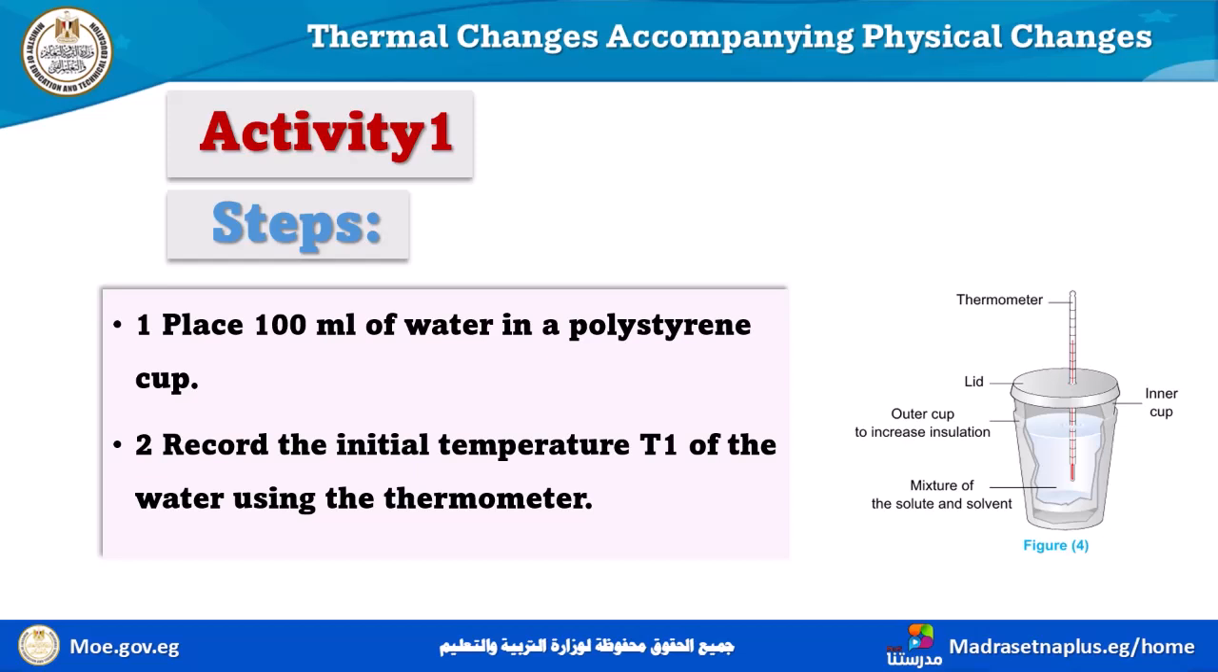Let's talk about the steps of our experiment. The first step, we will place 100 ml of water in the polystyrene cup. The second step is recording the initial temperature by using the thermometer. The initial temperature is T1. So we will record the initial temperature of the water using the thermometer, and we will go to the next step.